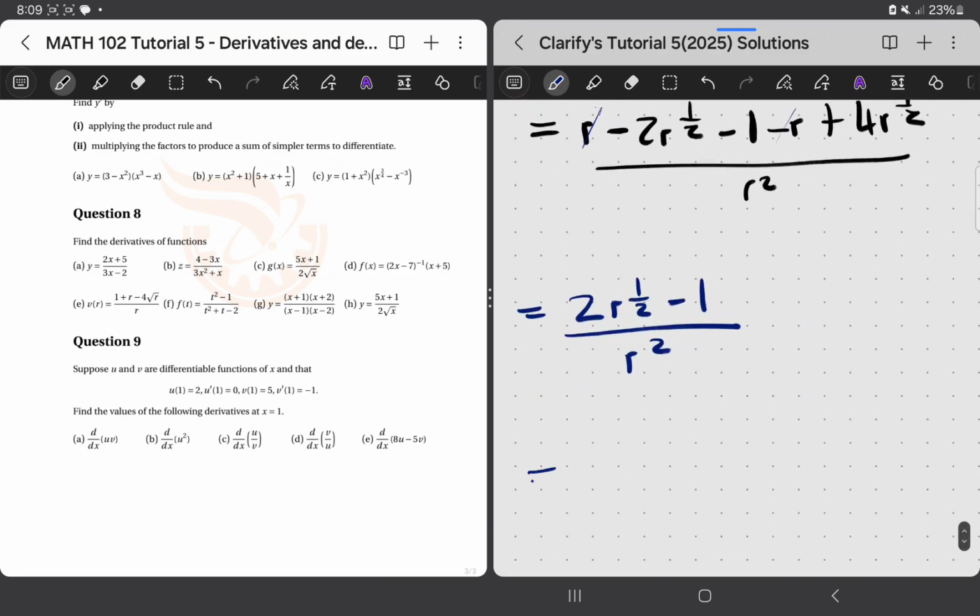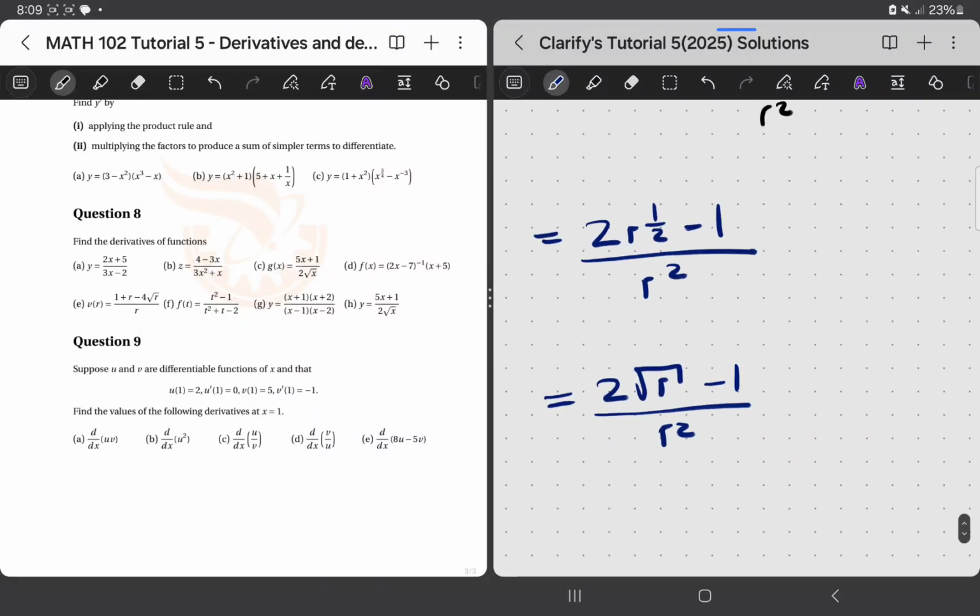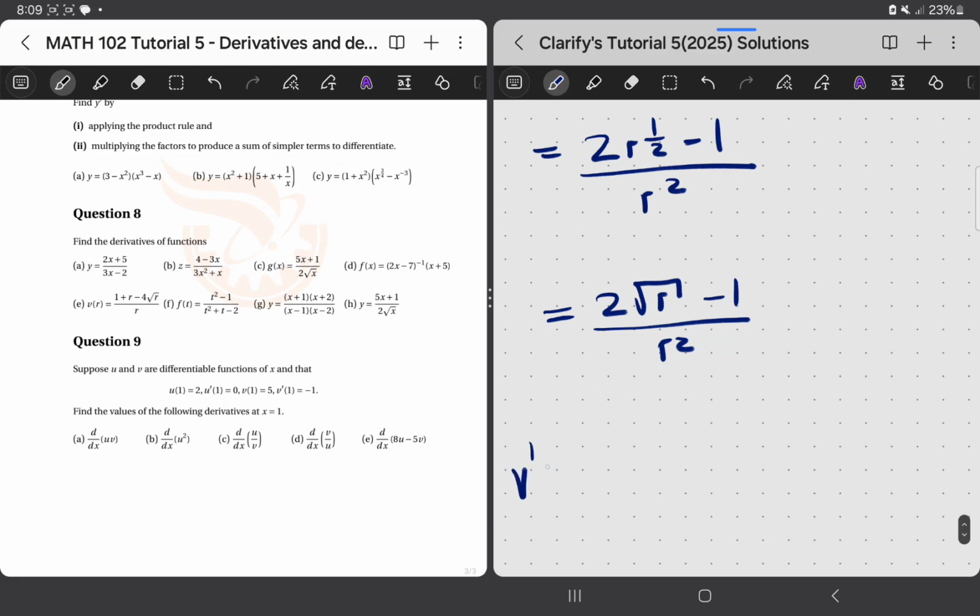And we can simplify this at the end to now be 2 root R, because R to the power of half is root R, minus 1, all over R squared. And this is going to be the final solution. This would have been our V prime. So you can just write V prime of R is equal to 2 root R minus 1 all over R squared. And we are done. We go to the next, which is F, and we see what's up.